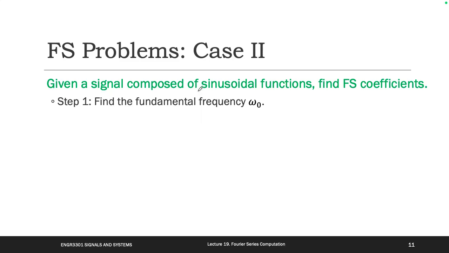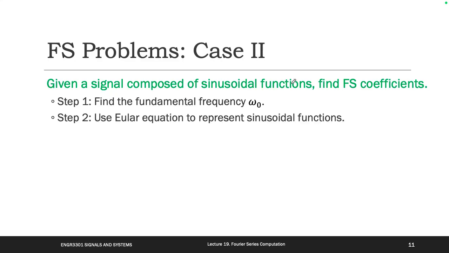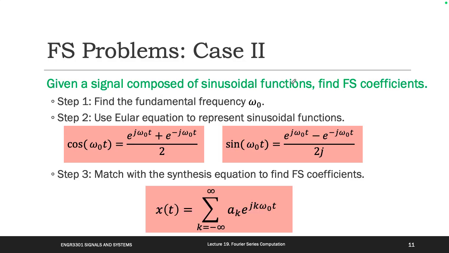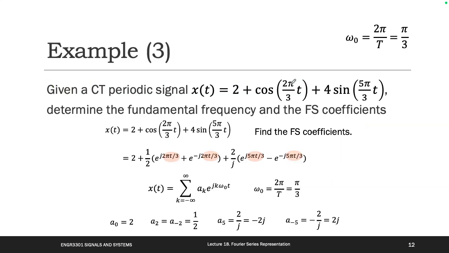You can see we have sinusoidal functions, am I right? Use Euler equations to represent the sinusoidal functions with complex exponential signals. And step 3 is just to match with the synthesis equation to find the FS coefficient. That makes sense to you? This is case 2. Actually, for this example, we just talked about it. It's just a case 2.